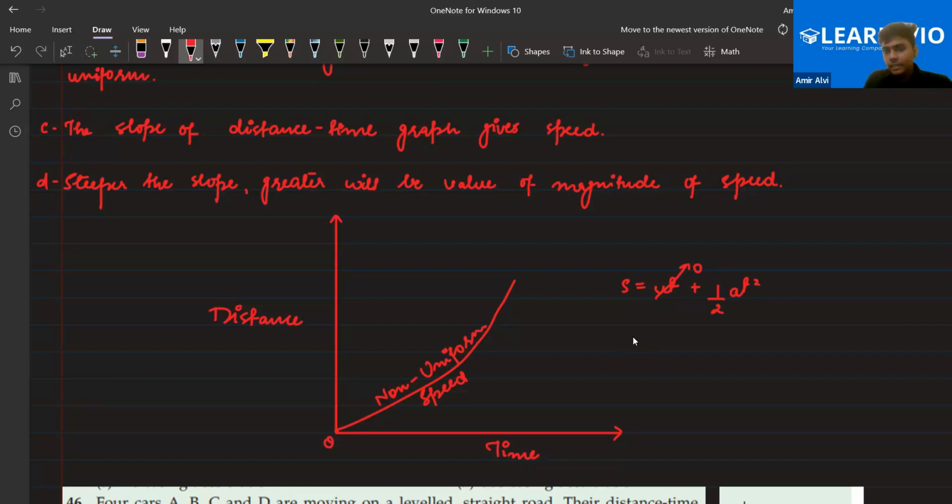It means that in this expression, half, a, and square are constant. Half is fixed, a is also fixed. The only thing that is changing is t square. So s is directly proportional to t square. It means that it is performing a uniformly accelerated motion.